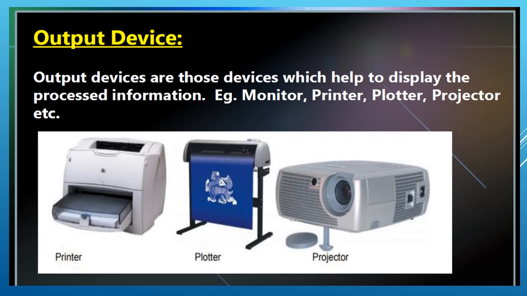Your output devices. The output devices are those devices which help us to display the processed information. Whatever information has been processed in your CPU is received through your output devices. The examples of output devices are monitor, printer, plotter, projector, etc. These are all output devices.